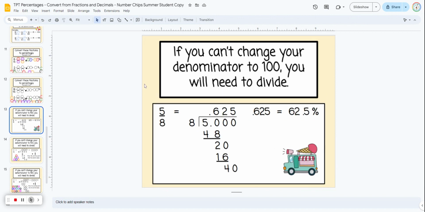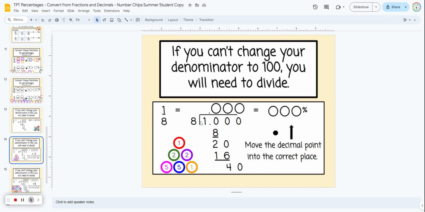Now, not all fractions can be converted to equivalent fractions with 100 in the denominator. For example, 5/8. So the only way to convert it to a decimal then, except using a calculator, would be to use long division. So here we have 5/8, or 5 divided by 8. And you can see the division. We end up with a decimal of 625 thousandths. And we move the decimal point 2 places to the right, and we get 62.5%.